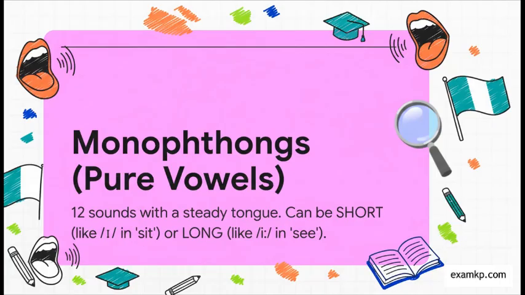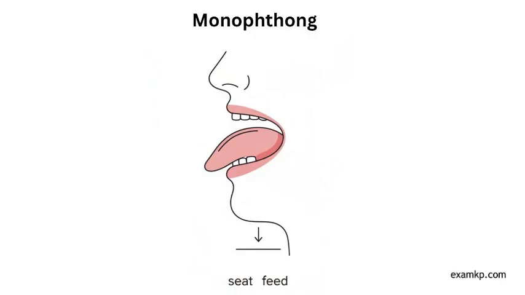Okay, so monophthongs are the pure vowels. For these 12 sounds, your tongue finds a position in your mouth and just holds it steady. They can be short, like the I sound in sit, or they can be long, like the E sound you hear in see. That length is a really critical clue.